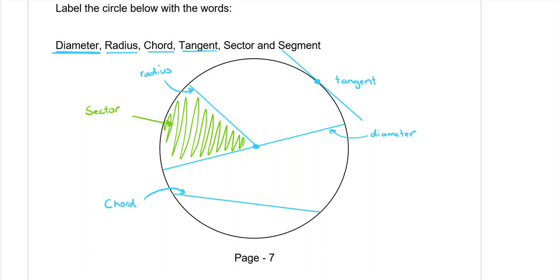And finally, we want a segment, which is the area cut off by a chord. So I'm going to shade this part down here. That part would be a segment. Now any chord will actually make two segments, a small one, which is the one that I've shaded in, or you could have the other side of that chord, which would be a very, very large segment. We call the small one the minor segment and the large one the major segment.